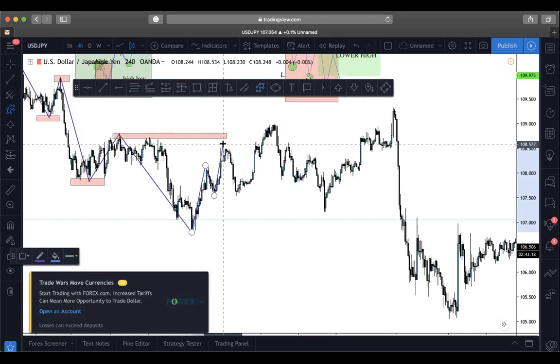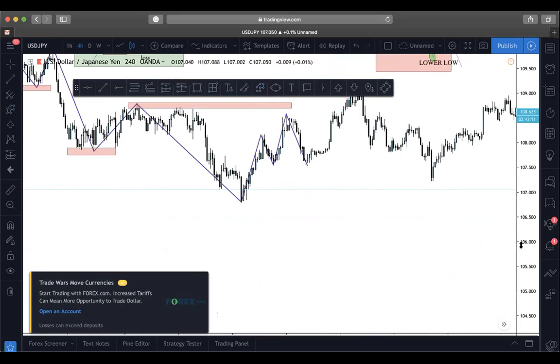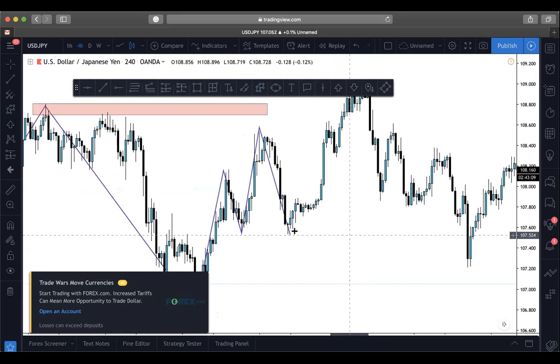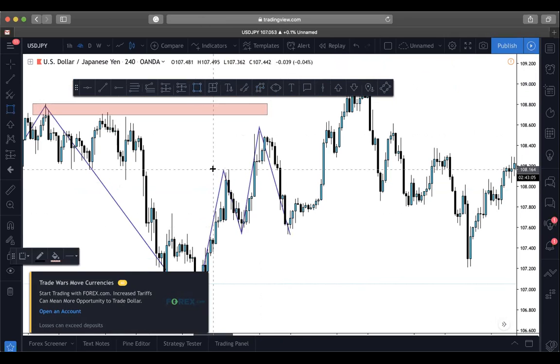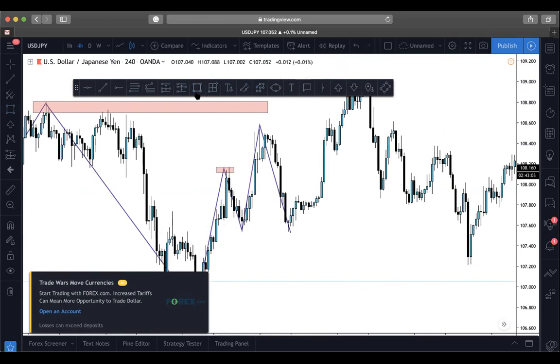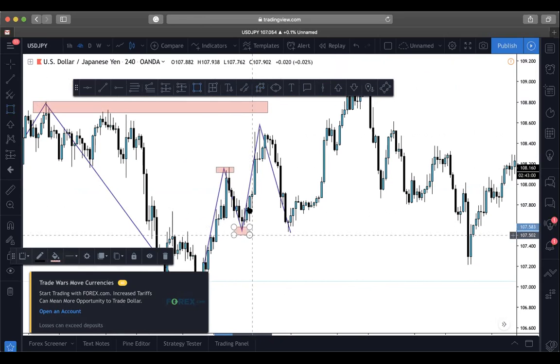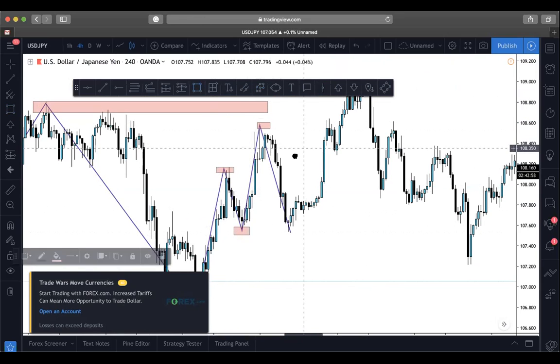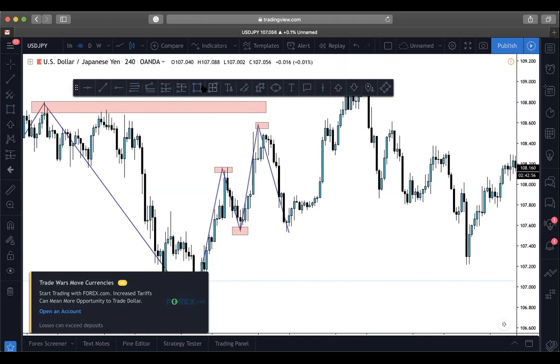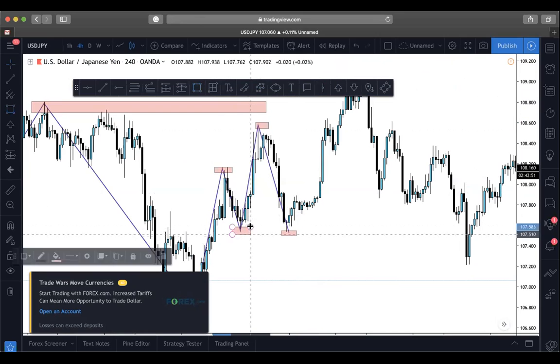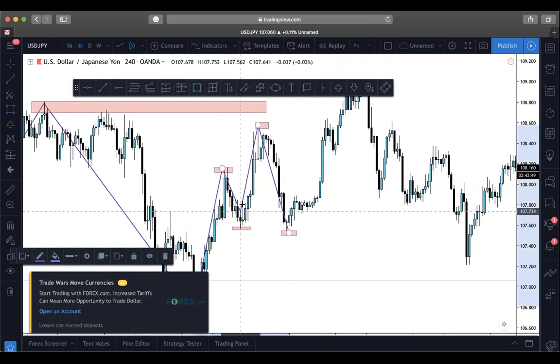Boom, boom. Now, this here, if you look closely, you would see that the market actually made a high, right? Made a low, right? Made a high, right? However, it came all the way down here and it made a lower low, right? Let me just move this so I can see it, right?